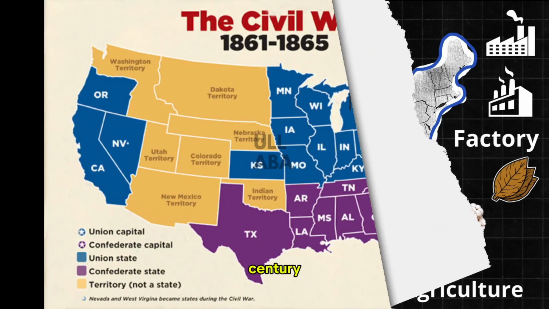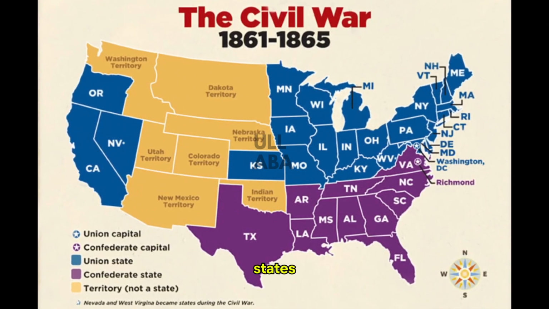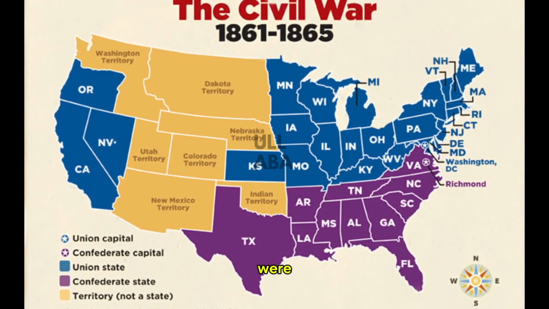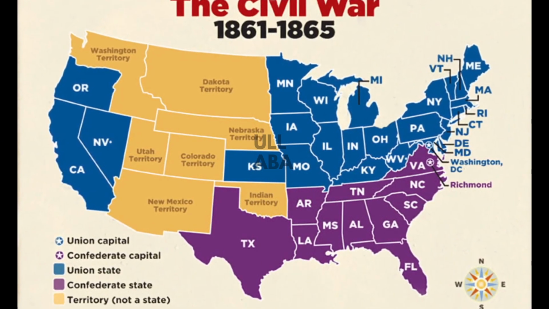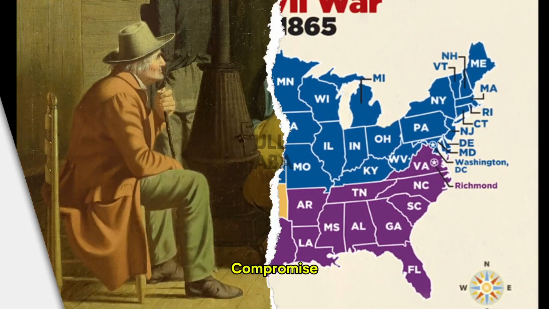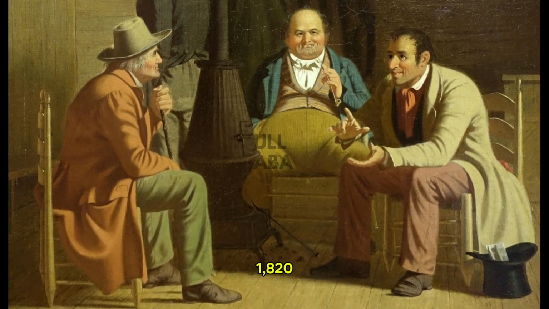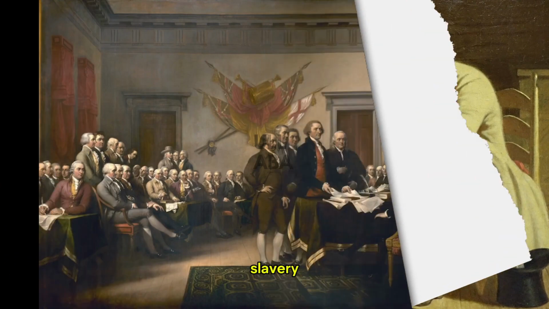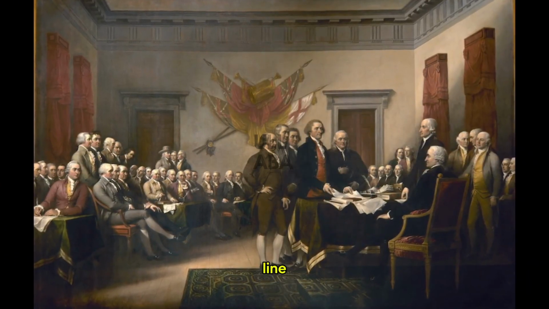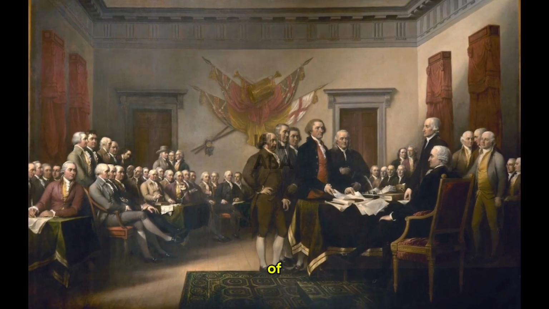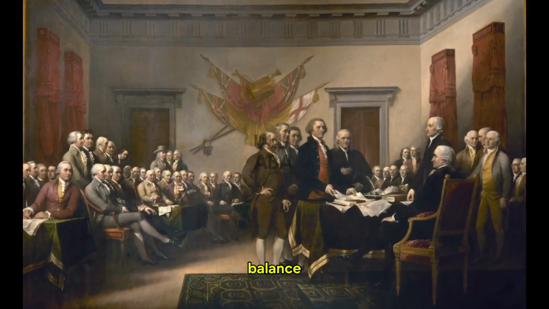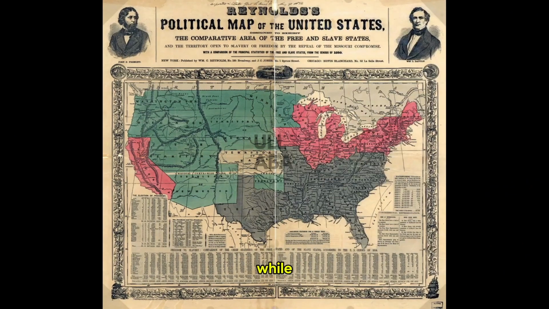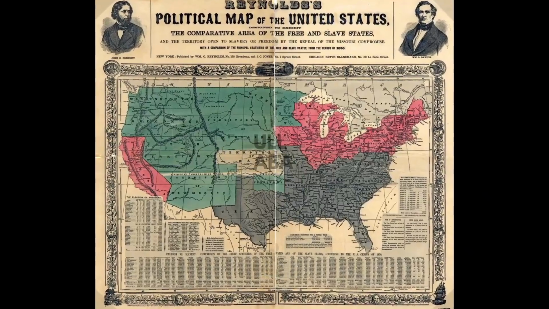By the early 19th century, tensions between slave states and free states began to escalate. Various compromises and agreements were attempted to ease these tensions. One of the most notable was the Missouri Compromise of 1820, which allowed Missouri to enter the Union as a slave state while prohibiting slavery in territories north of a designated line. Later, the Compromise of 1850 further attempted to balance the interests of both sides, admitting California as a free state while enacting stricter fugitive slave laws.